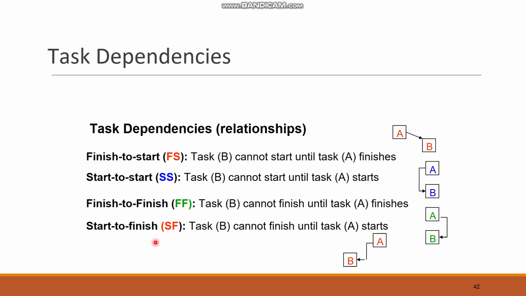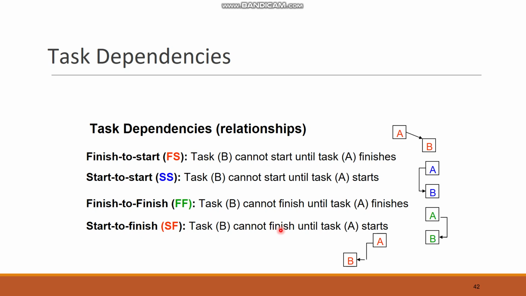Task dependencies. For example, you have relationships. There can be four types of relationship between two tasks. One is finish to start. Finish to start means task B cannot start until task A has finished. Start to start, task B cannot start until task A has started. Finish to finish, task B cannot finish until task A finishes. Start to finish, task B cannot finish until task A starts. So these are the four types of dependencies that you will use in your project.